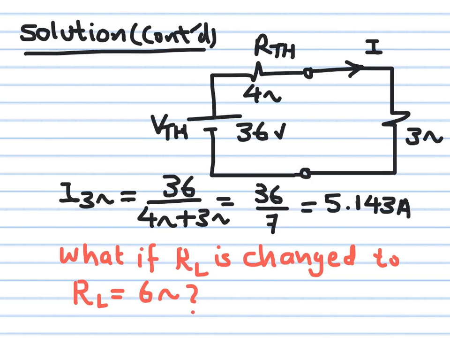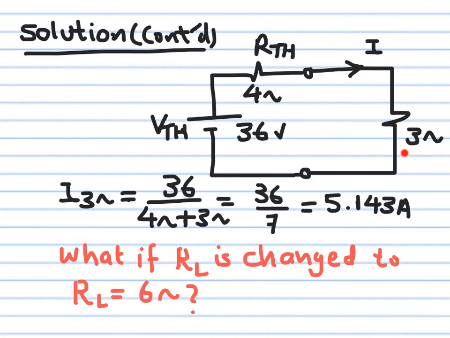Okay, so now this is how the circuit really looks. A 36 volt source in series with a 4 ohm resistor. This is our Thevenin equivalent. So the whole circuit has been replaced between these two terminals by this source and this resistance. And now we connect our load, which is a 3 ohm. The current flowing in the 3 ohm resistor from this equivalent circuit is 36 over 4 plus 3, so 36 over 7, which gives us 5.143 ampere.